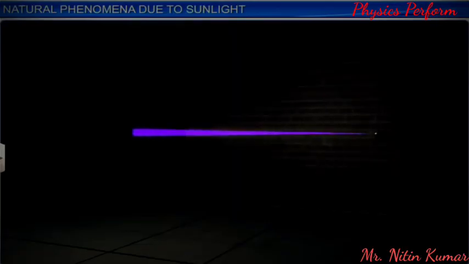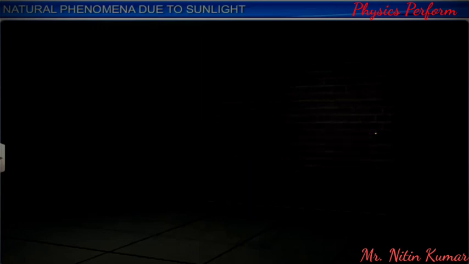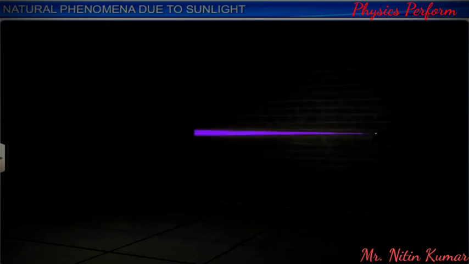Now let us study scattering of light. Normally, we don't see the path of light. Now observe a laser beam. We are able to see its path. This is due to scattering of light by small particles of air in the path of the laser light beam.